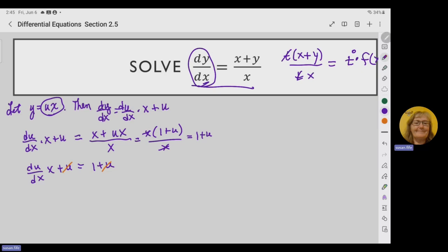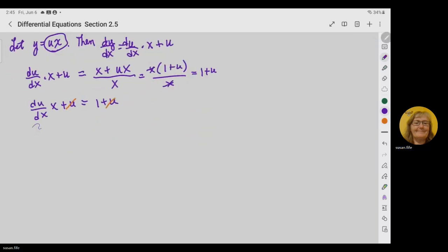I'm going to write that. And this is separable. It's separable, and so I will solve it by separating the variables. I'm going to multiply both sides by dx over x. That way my x terms will be on the right side. These cancel, these cancel. I'll be left with du by itself. And on the right side, I get 1 times dx over x.